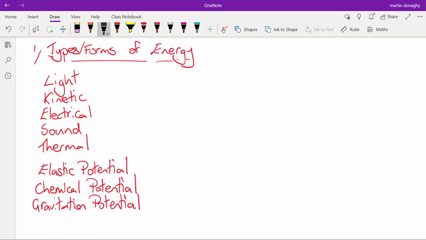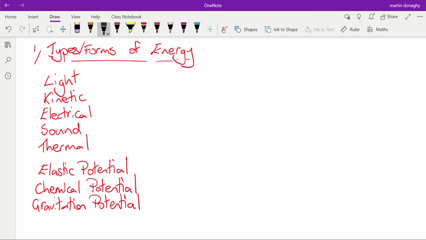Okay, the next few videos are going to look at energy. Energy in physics is something that allows us to do work, and energy comes in lots of different forms. So some forms would be light. For instance, a light bulb will emit light energy. The sun emits light energy.